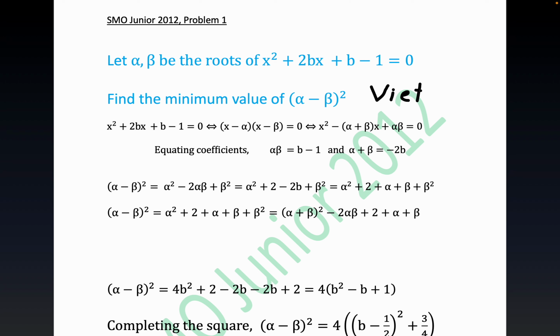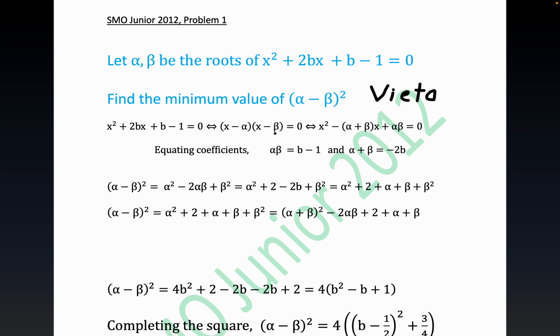Now you don't even have to know the name Vieta. You could just do this with natural ability without even thinking about Vieta. But we're given that alpha and beta are the roots. Now any root, any zero, corresponds to a factor, which is what I've done right here. So all of this is just expansion.